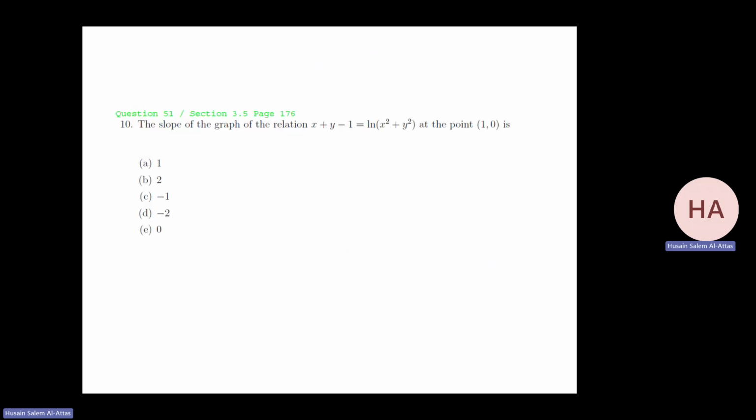Okay. The slope, the graph of this at this point. Differentiate with respect to x. I think we're repeating ourselves. 1 plus y prime equals x squared plus y squared. Derivative of this, which is 2x plus 2y y prime.